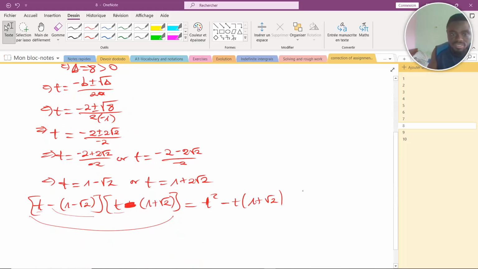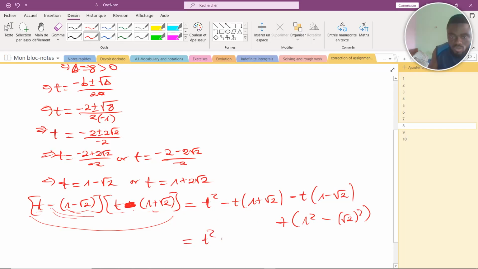This times this, I'll have minus t into 1 minus root 2. And naturally, this times this, the minus and the minus will become plus. And we're going to have plus. Look at something. This is a difference. It will be a product of difference of 2 squares. So I will have 1 squared minus root 2 squared. Is that okay? So let's develop that.